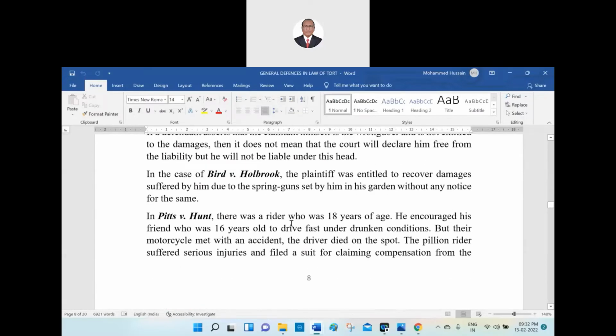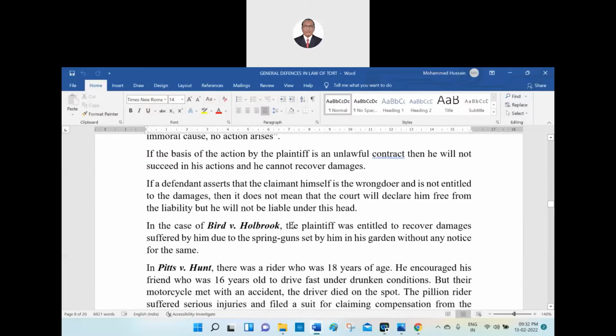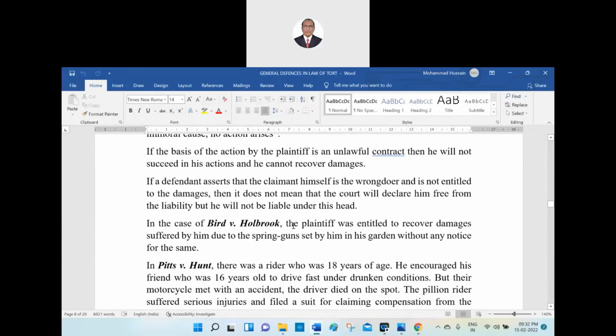Yes, sir. How many cases are there in this ex turpi causa non oritur actio? Only two case laws are there. Number one, Bird versus Holbrook. This is the spring gun case law. And number two, Pitts versus Hunt, the pillion rider case law. So this is the way you have to remember the things.